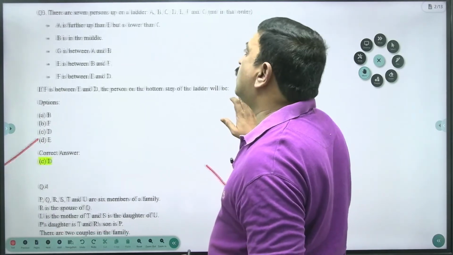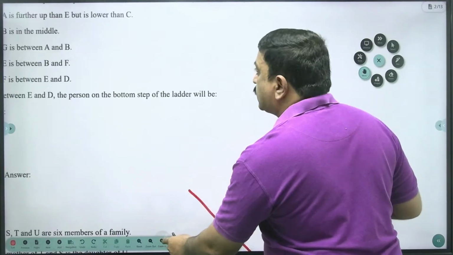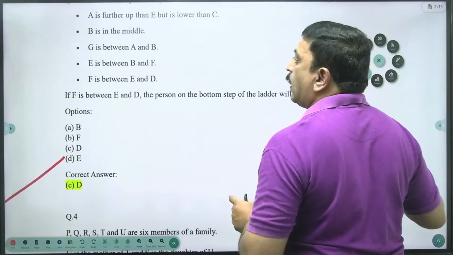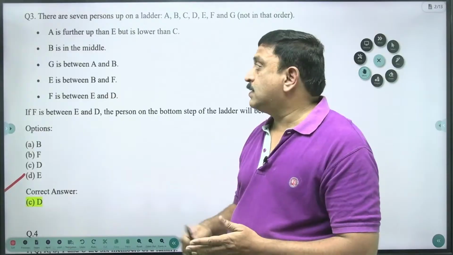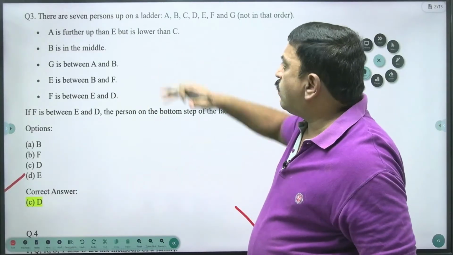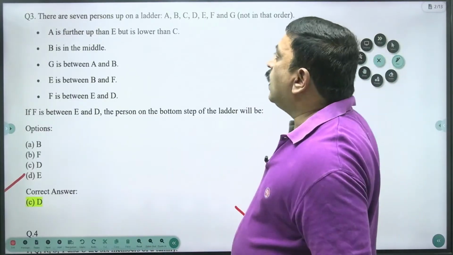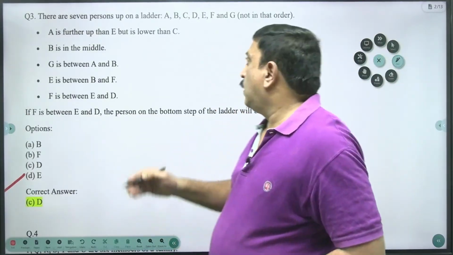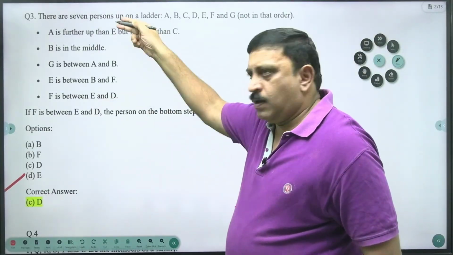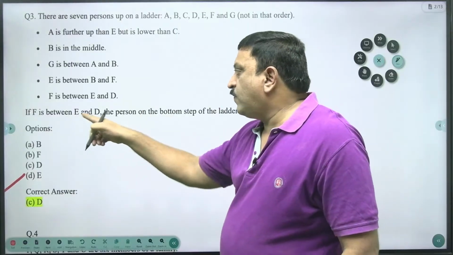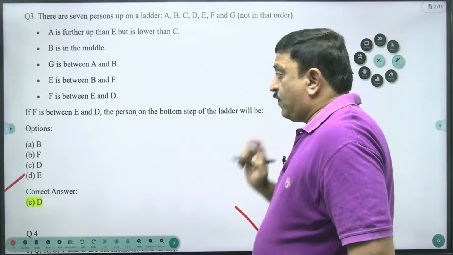Yeah, the third question. So this is again regarding classification, or an analytical puzzle test like this, and this is a sequential order question. So let us take that one. There are 7 persons on a ladder, A, B, C, D, E, F, G, not in the same order, and now they have given the information, and if F is between E and D, the person on the bottom step of the ladder will be.